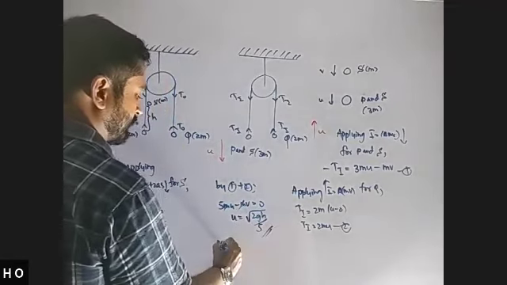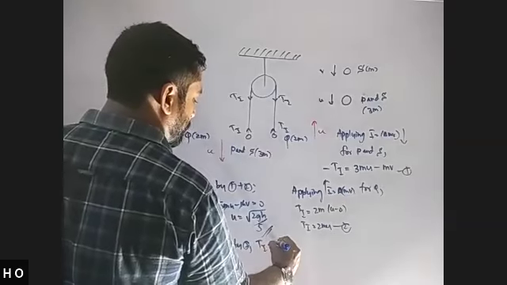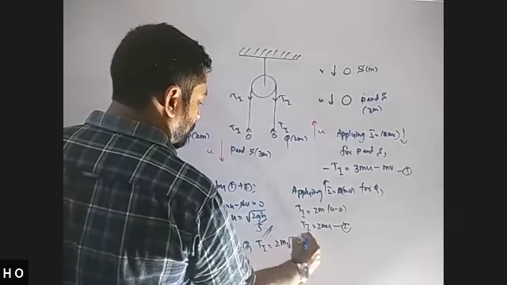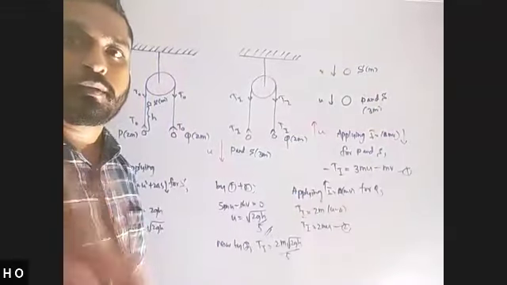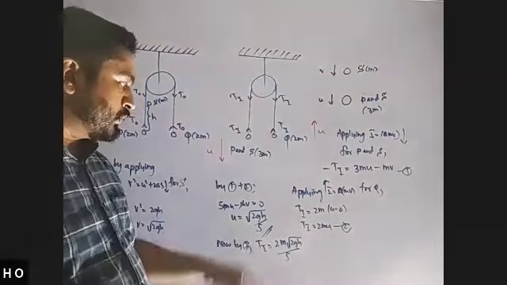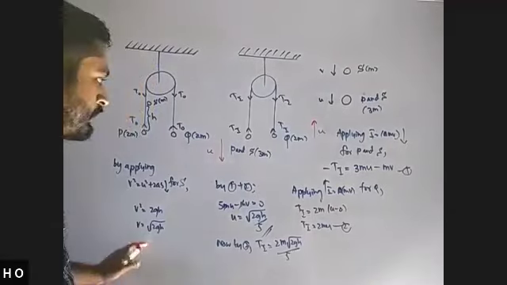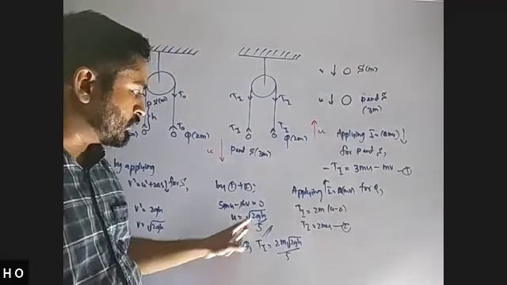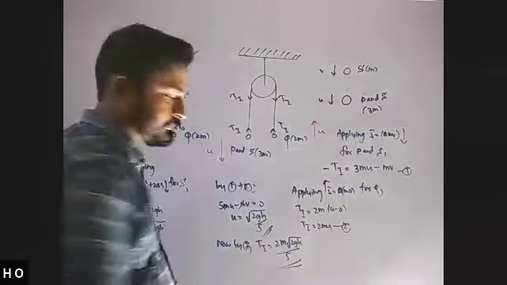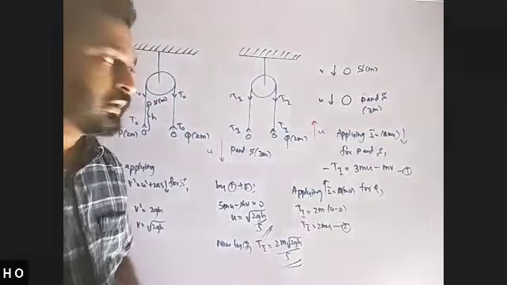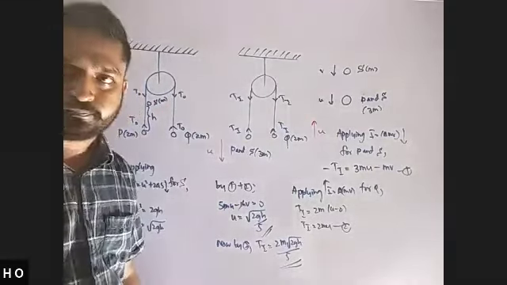And the impulsive tension, now by 2, impulsive tension is 2mu. That is 2m root 2gh over 5. That is the answer. Got it clear? Right. So you can do the corrections now.